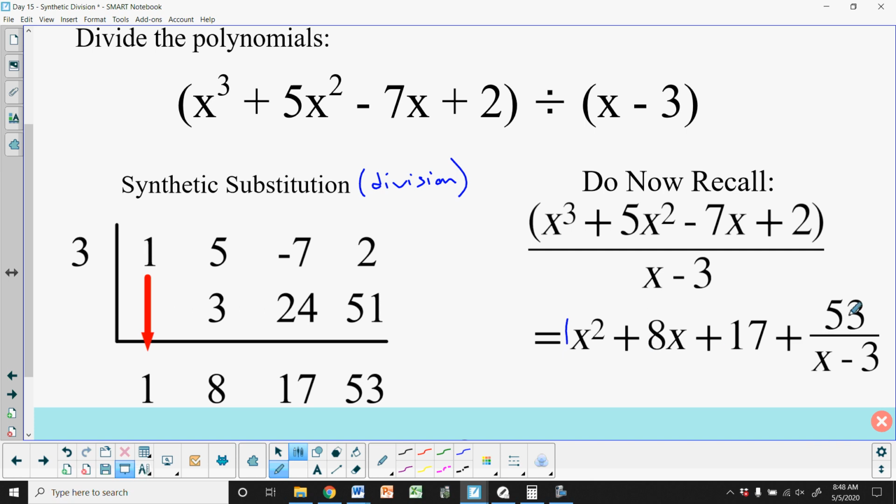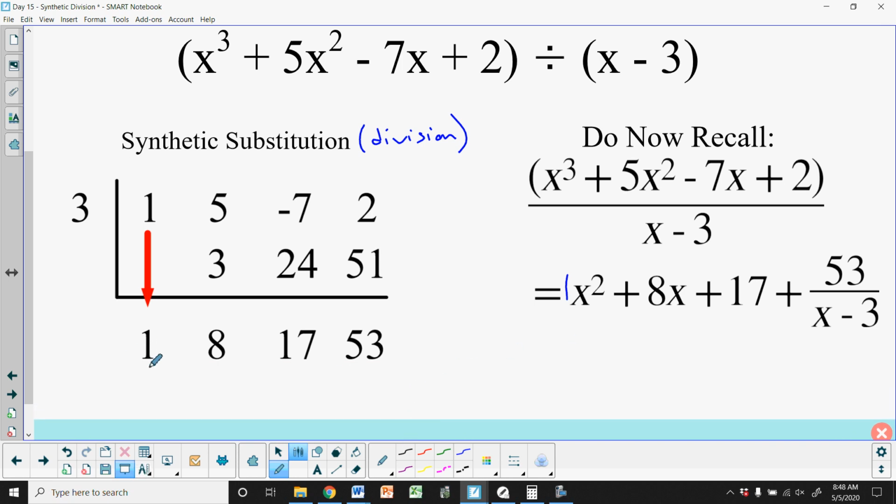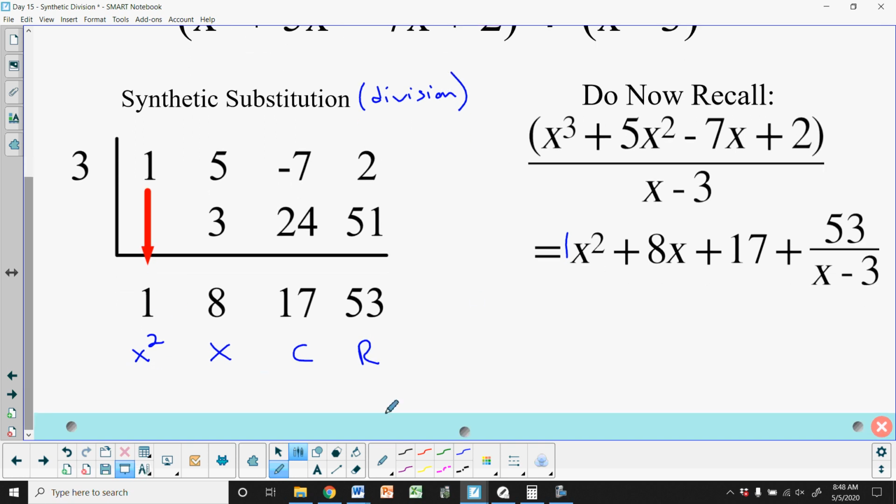What do you notice with our coefficients and the remainder with the numbers at the bottom here? That's right, they're the same. We notice that this 1 is that 1, 8 is 8, 17 is 17, 53 is the remainder. So what we really look at is this is our remainder, this is our constant term, this is our x term, and this is our x squared term. Now you can either do it by labeling this first one as remainder, constant, x, x squared, but we also know that it should have started with x squared because it was x cubed divided by x. So that's why this should have been x squared. So if we rewrite this one, it's really going to look identical to here.